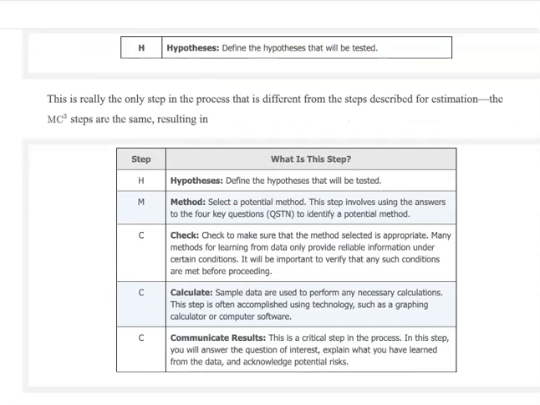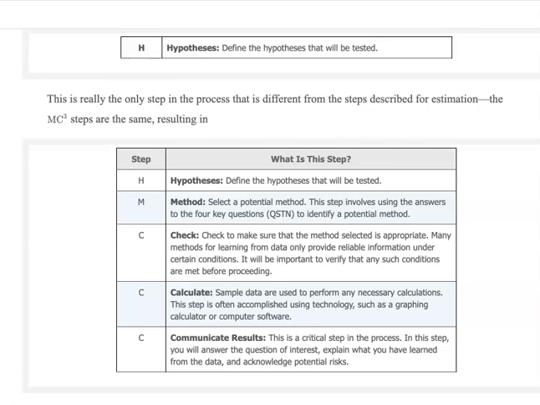Once you've decided that it's a hypothesis test problem, you want to start by defining the hypotheses that you're going to be testing. Then select the appropriate method using the table in the textbook. Then we'll be learning about the different criteria and conditions that we need to meet in order to use that method. We'll do the calculations using StatCrunch in this course, or other software if you're in a different course or in a different environment. And then finally, we communicate those results.